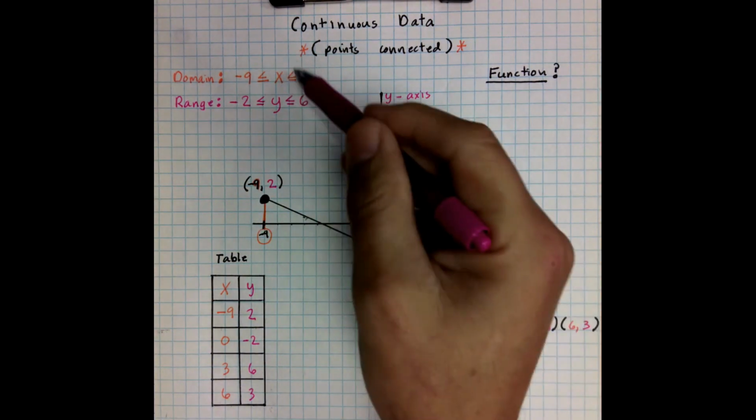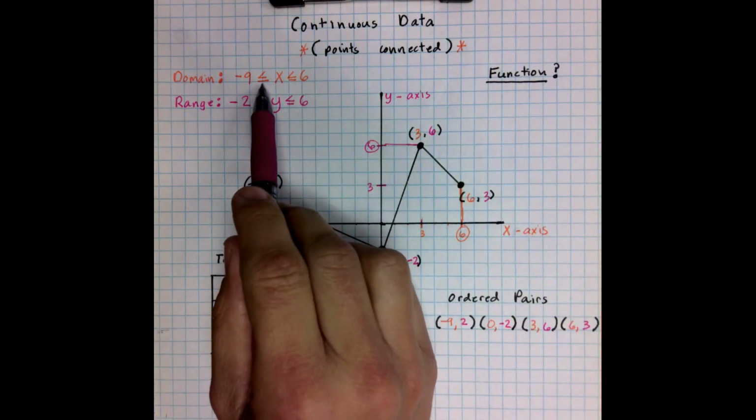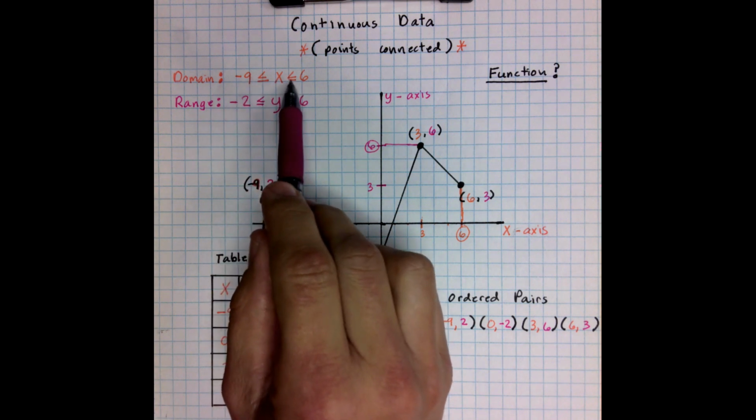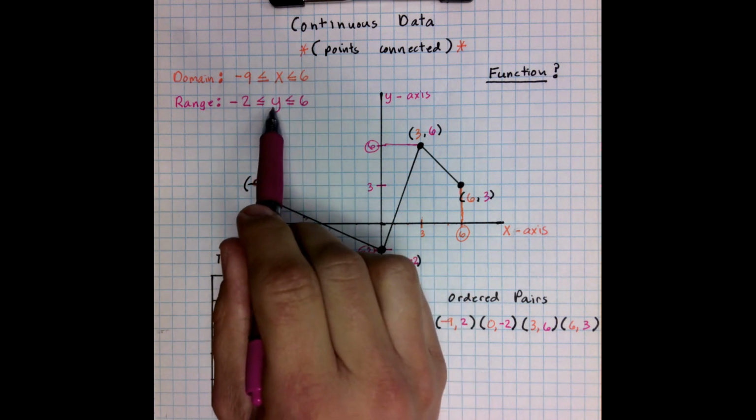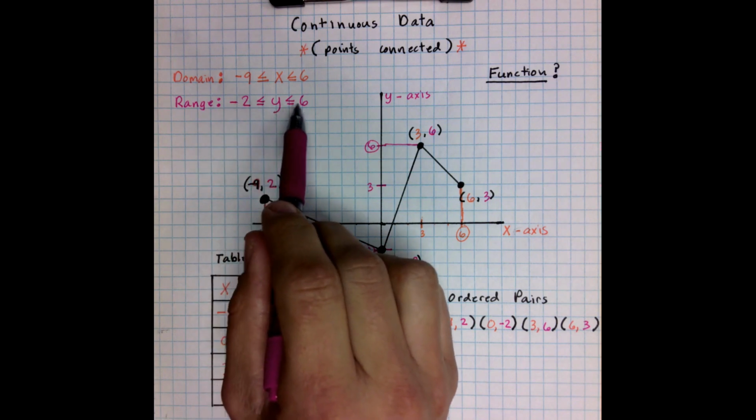And so now we have our two inequalities written, right? Our domain is x is going to be greater than or equal to -9, but less than or equal to 6. And for our range, the y value has to be greater than or equal to -2 and less than or equal to 6.